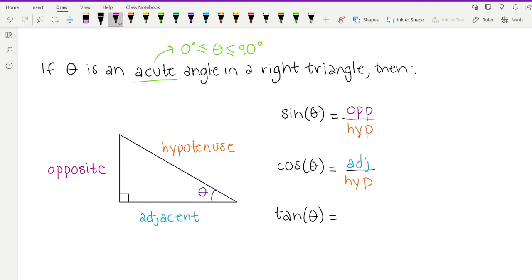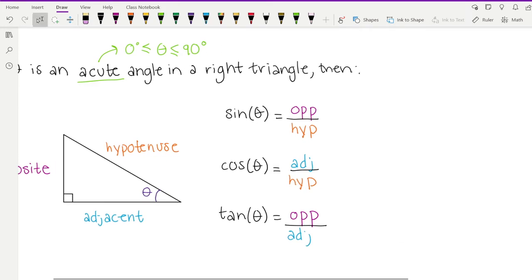And so the way that we define tangent is that it's the opposite side over the adjacent side. But again, that is still the same as really just saying sine over cosine. It's just kind of a simplified way of writing it. And then the reciprocal trig functions work really the same way you would expect.